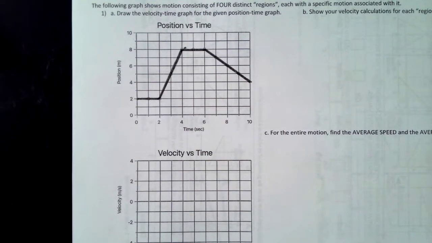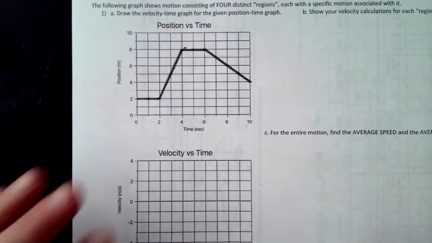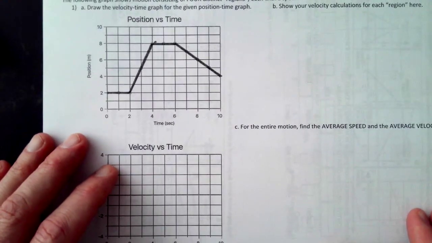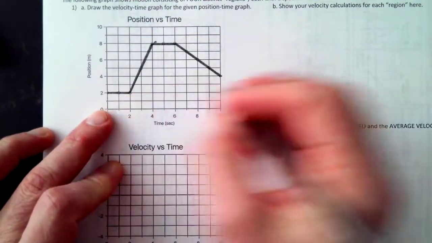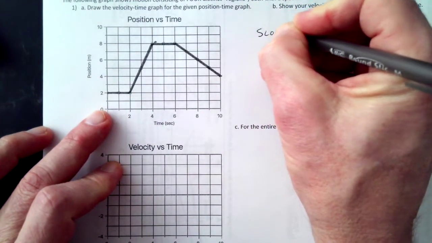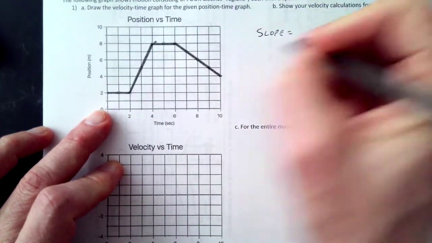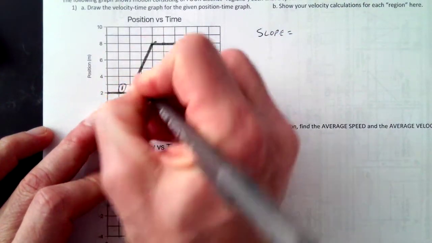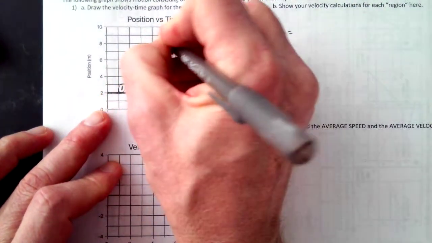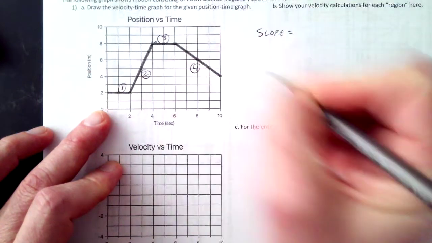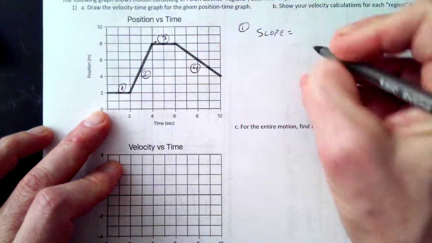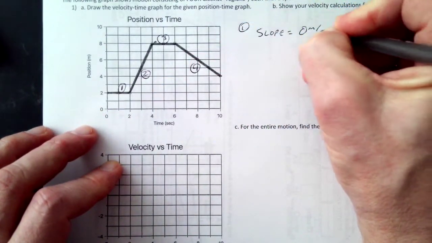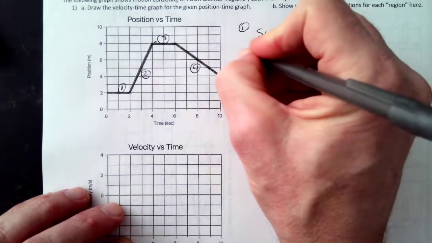So, first off, when you look at the velocity time graph here, right? If you want to show the velocity, remember that the slope of a position time graph is velocity. I'm going to label these sort of four regions: region 1, region 2, region 3, and region 4. Hopefully for part 1, you're okay with a slope of 0 meters per second because it's a horizontal line.